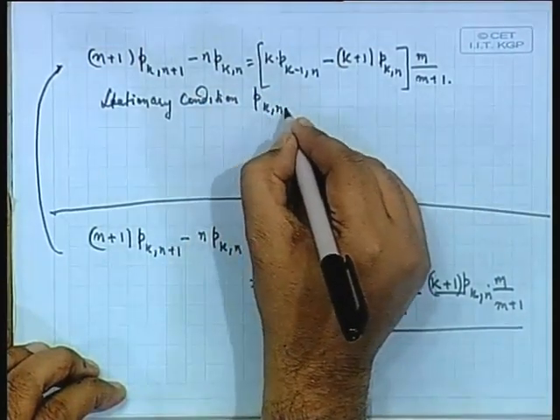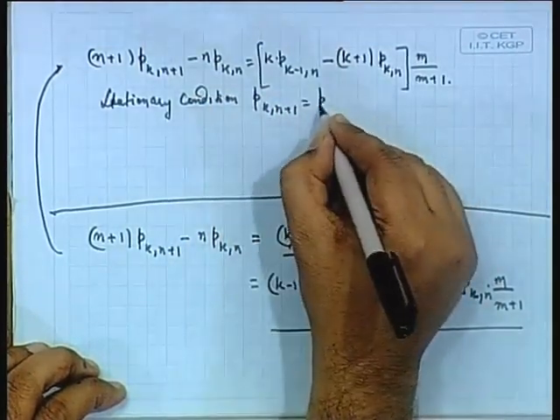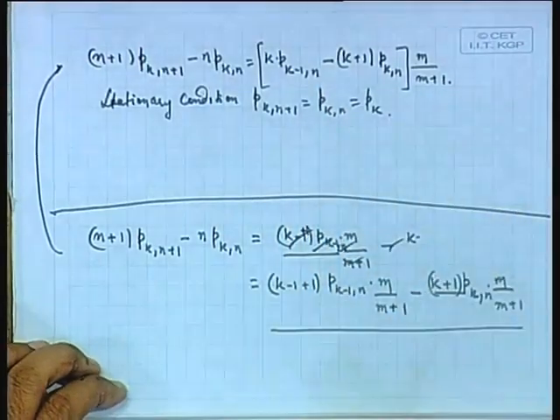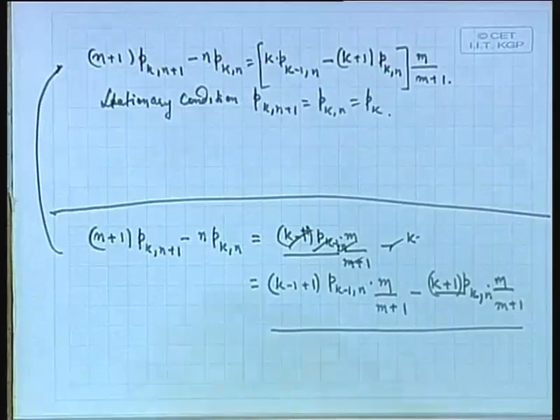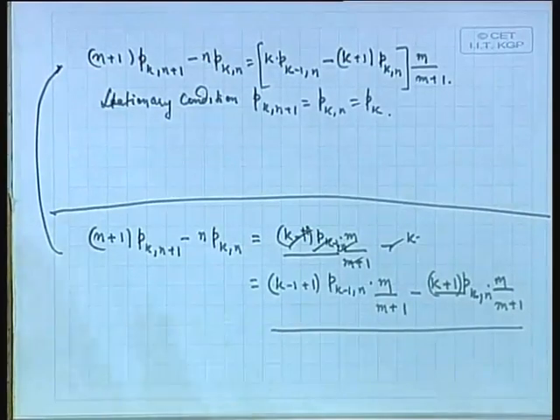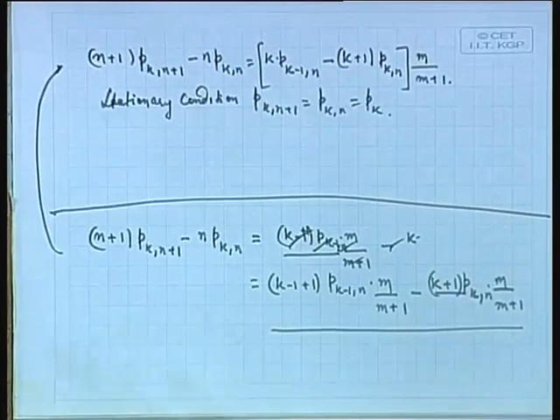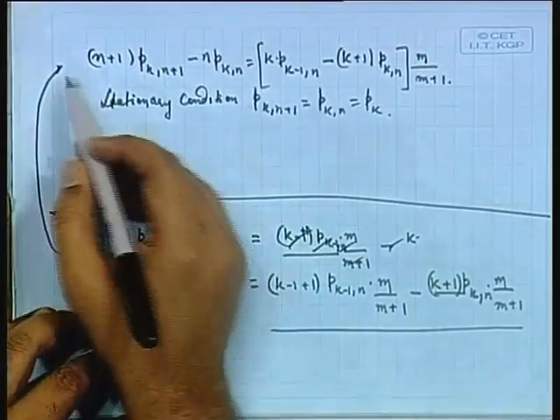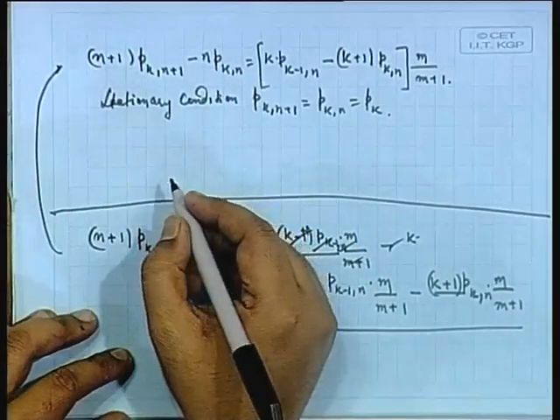p_k(n+1) is equal to p_k(n) is equal to p_k. Okay, this we have seen through observation. We can prove it also, that this equation stabilizes, that mathematically we can also prove, but simply through observation we have seen this is what is happening. So, what does the left side become?